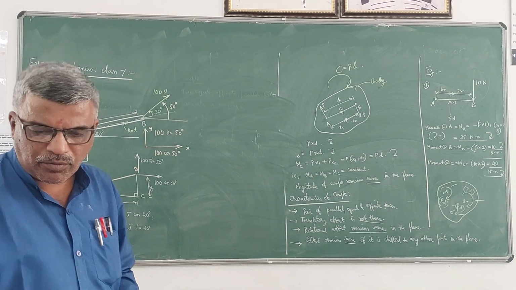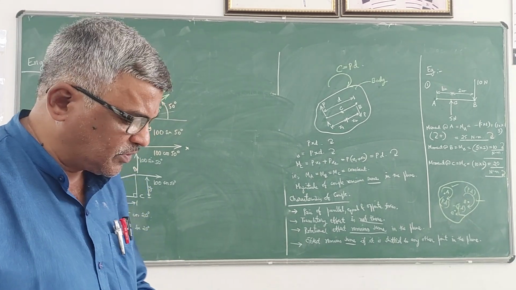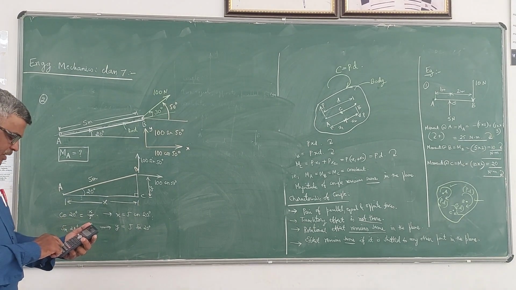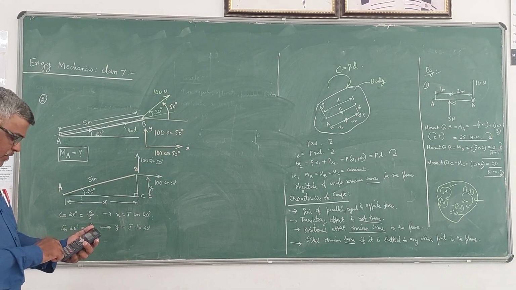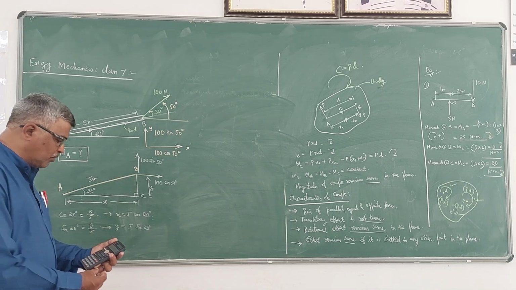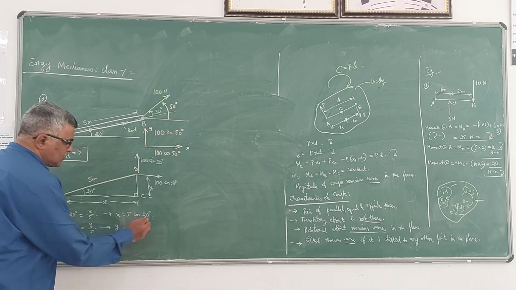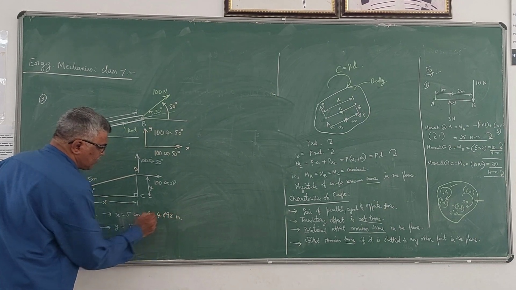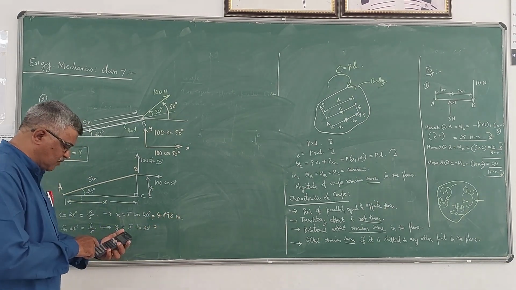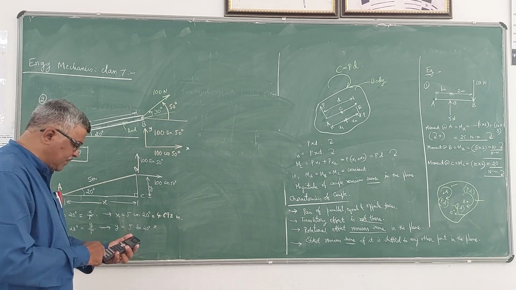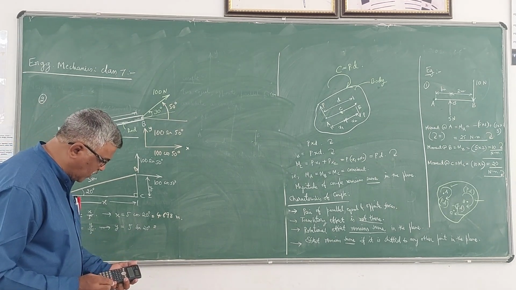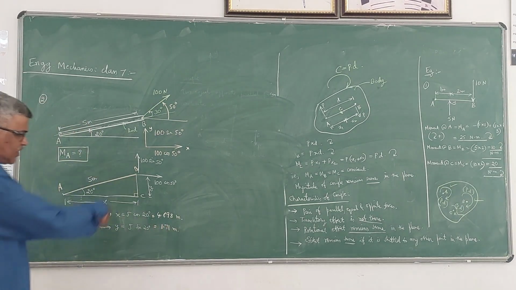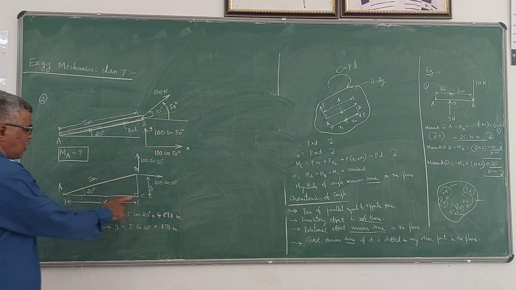Now you can compute the value using the calculator. 5 into cos 20 is 4.698, so this value is 4.698 meters, whereas 5 sin 20, which is 5 into sin 20, is 1.71 meter. So these are the distances now. X and y distances we have found out.